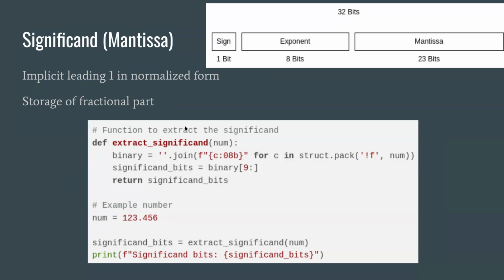So if we look at this Python code, we have extract significand, and this function extracts the significand bits from the binary representation of a floating point number. And the example shows how the fractional part of the number is stored in the significand.